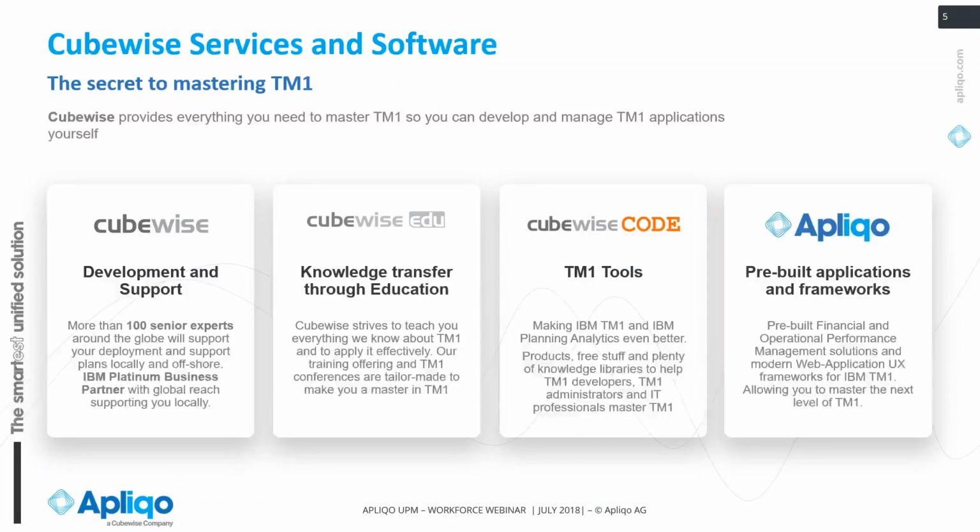And then last but not least, this is the product and the topic of today, the Apliqo product, which is a pre-built application and framework for financial and operational performance management. And there are a lot of layers in this UPM suite, which we will discover in more detail at a later stage.